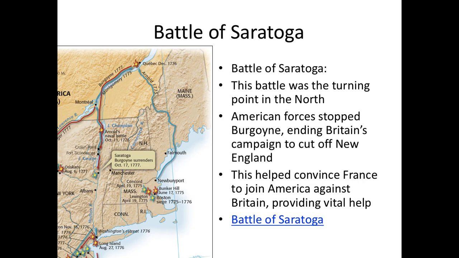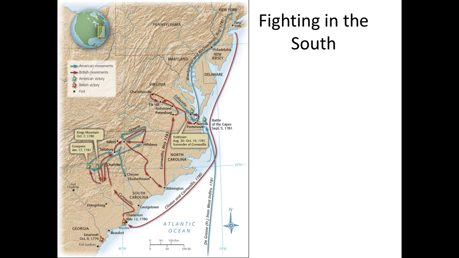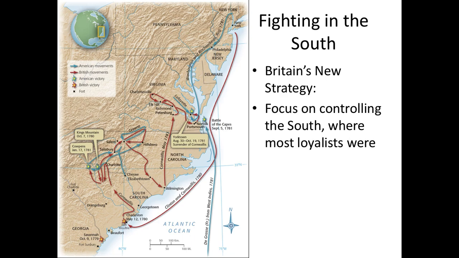So at this point, the English, or the British, realize that they need to change strategies, and if you look at the map, you can see that now we're heading towards the southern colonies. So Britain's going to change their strategy, and they're going to try instead to go and invade the South. Now, why would they go to the South? This is not where most of the Patriots were, except for maybe in Virginia. The reason is because that's where most Loyalists were.